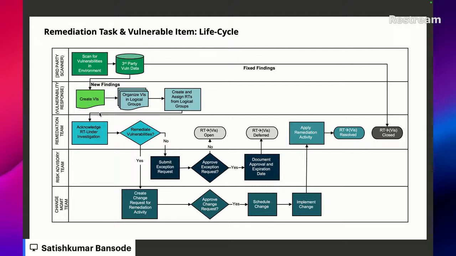Once your remediation task is in place, you can see how this has been divided. You have a third-party application scanner, then you have the vulnerability response, which creates the task for you. Then you have your remediation team, who is actually working on that. This is the IT operations team who is going to work on this. At the initial stage, the vulnerability goes through investigation, and there are a couple of stages here: a new state, under investigation, awaiting implementation, then deferred, resolved, and all this we'll be seeing in the demonstration part.